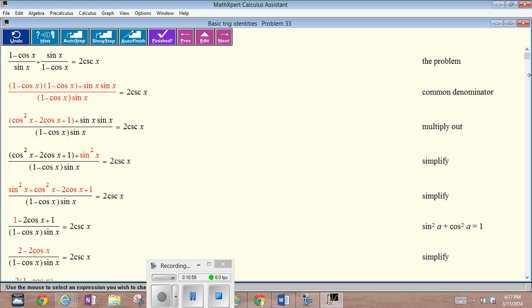You can see the steps that went into it. It can be a little burdensome, but stick with it and you should be all right.